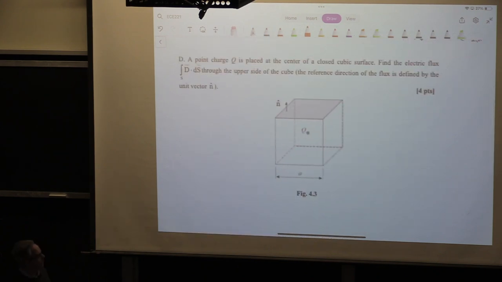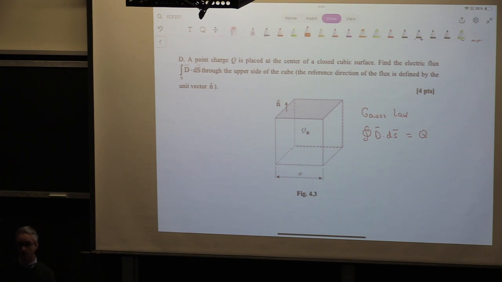I think this one you may have seen before. A point charge is placed at the center of a closed cubic surface. Find the electric flux, D dot dS, through the upper side of the cube. Okay, through the upper side of the cube. So here we have a few concepts at play. First of all, it's Gauss's law. So Gauss's law says that if I take D dot dS through the entire cube, that will give me the enclosed charge, which is only this cube.